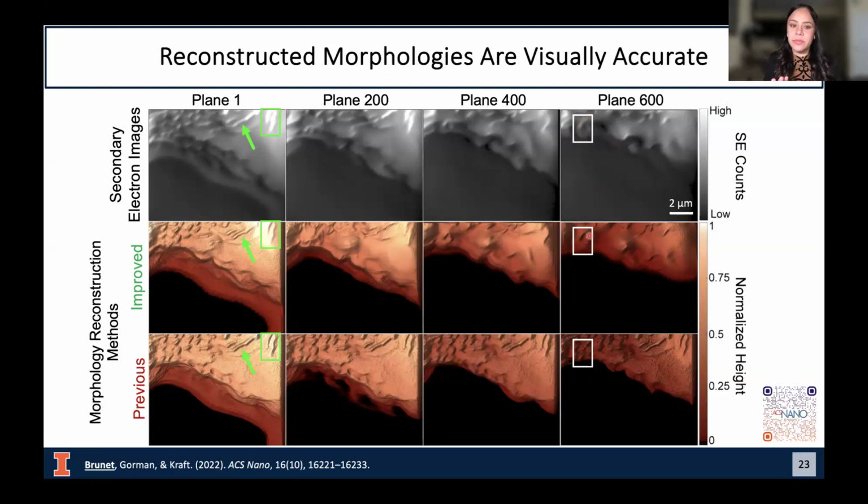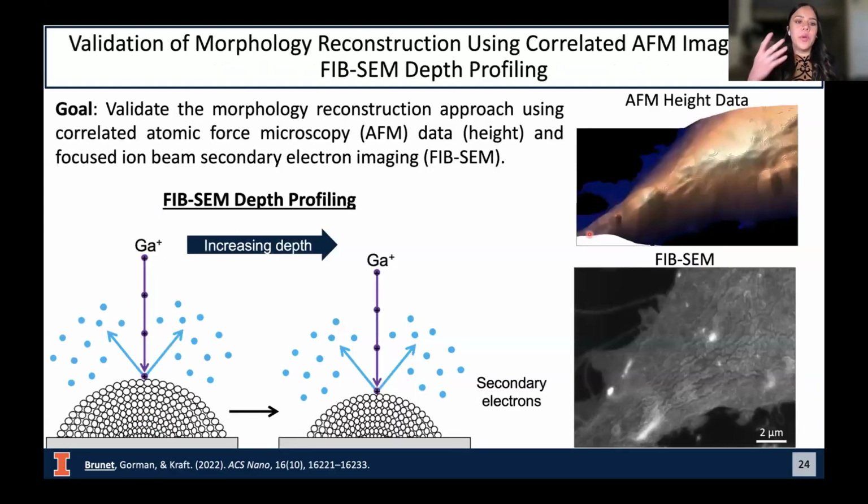So basically, this assessment told us that our morphology reconstructions are accurately capturing the smaller surface features that are in the cell, meaning that our reconstructions are accurate. Now, we wanted to take this assessment one step further and do a more quantitative validation. For this, we did correlated studies with atomic force microscopy, or AFM, which, for those of you who are not familiar, records the topography or the height of the sample.